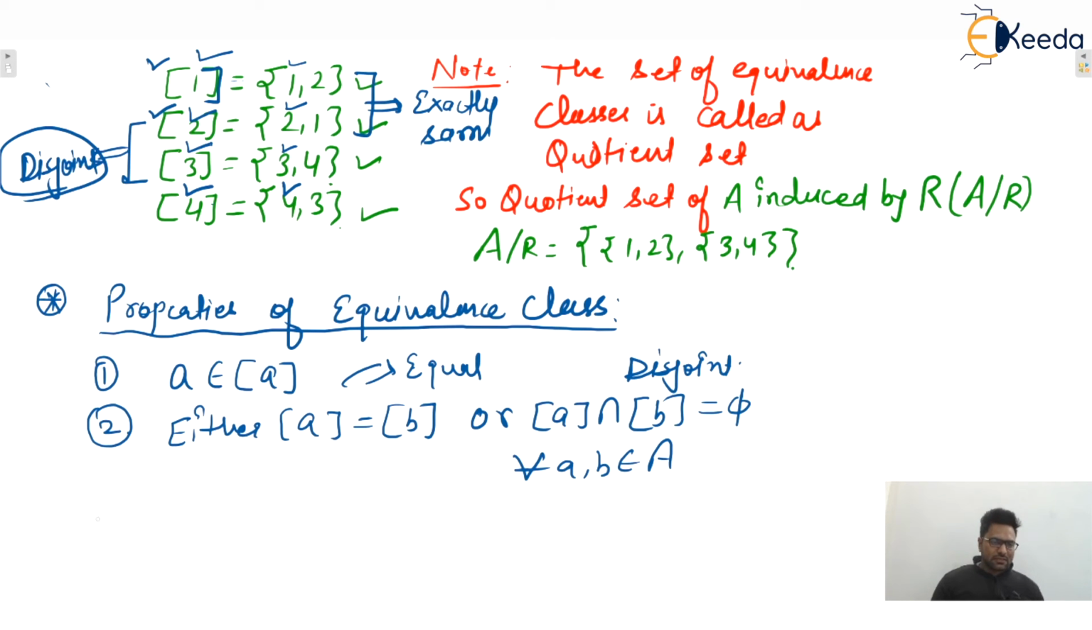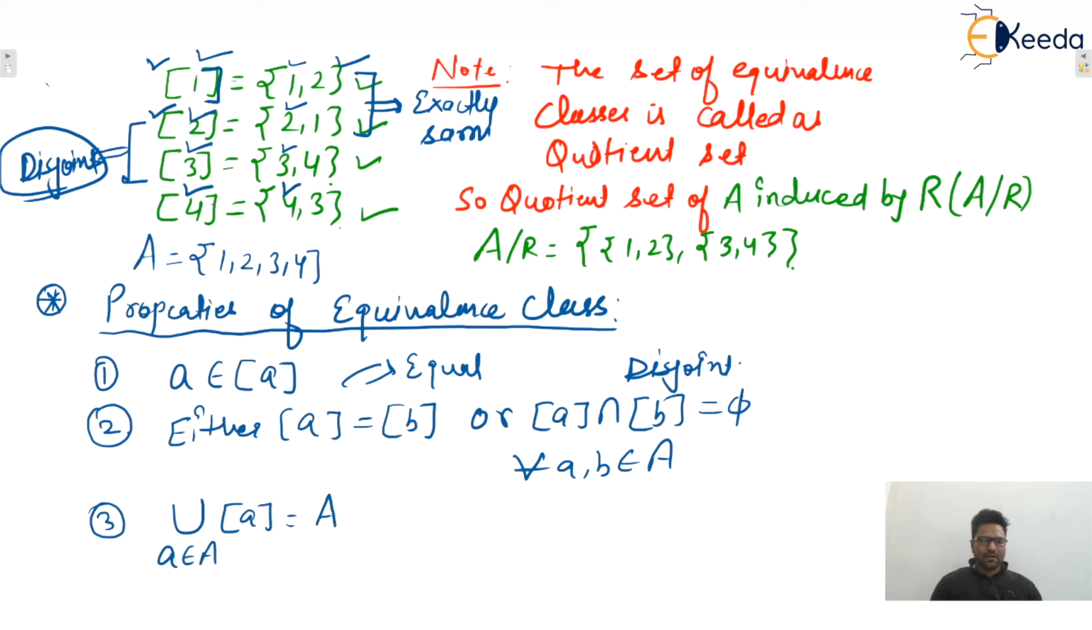The third property is that the union of the equivalence classes of all a belonging to A is set A, isn't it? So here the union of all equivalence classes is equal to set A. In this question our set A was {1, 2, 3, 4}. So if we take the union of all these equivalence classes, we will get A only: 1, 2, 3, 4. I hope this one is clear to everyone.